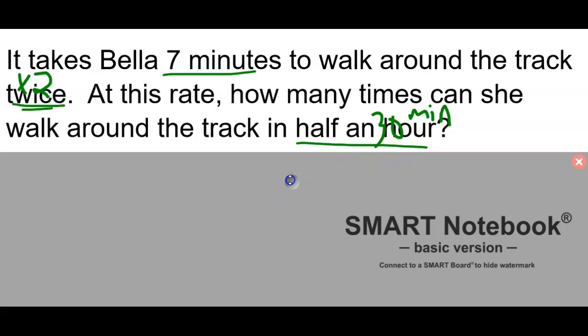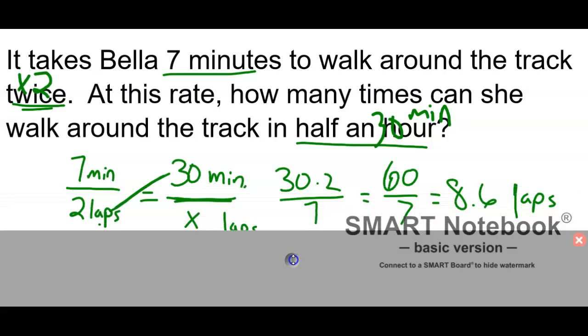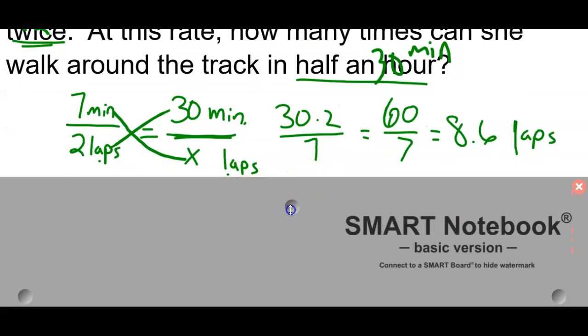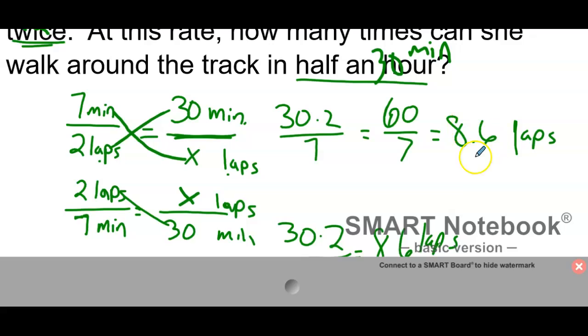So let's see. How long did it take her to get around the track? 7 minutes is 2 laps. 7 minutes for 2 laps. How many is she going to do in 30 minutes? Well, I don't know. So I'm going to do 30 times 2, and I'm going to do 7 times x, and I'm going to get 7x equals 60. Okay, so 30 times 2 equals 60. I'm going to divide both sides by 7, and I'm going to get about 8.6 laps.